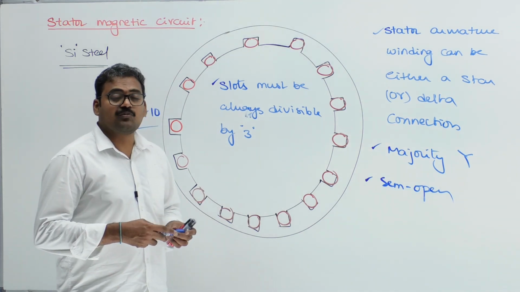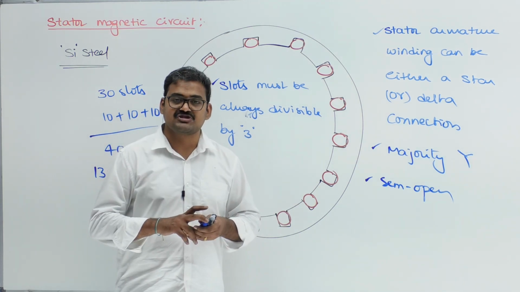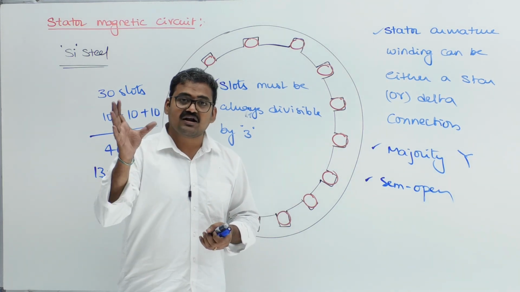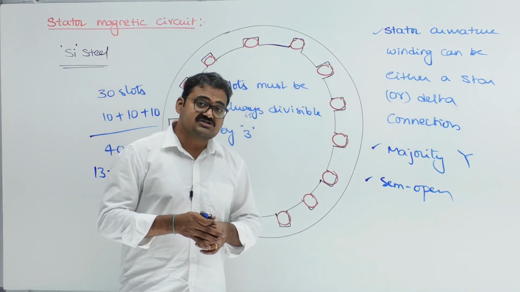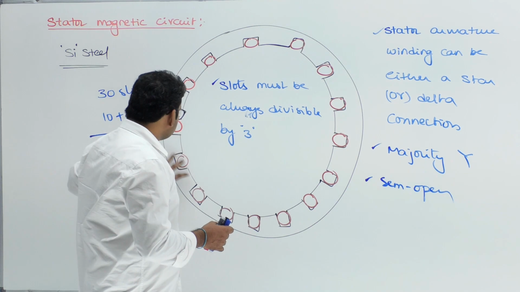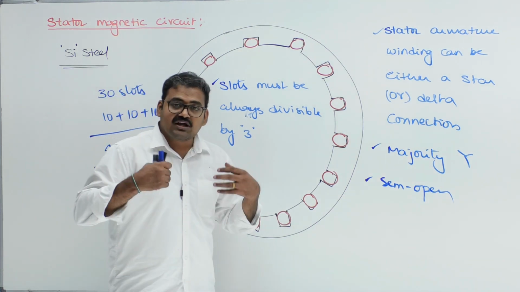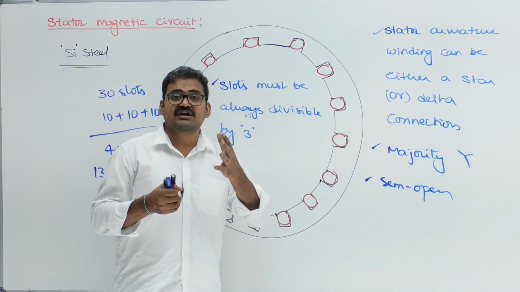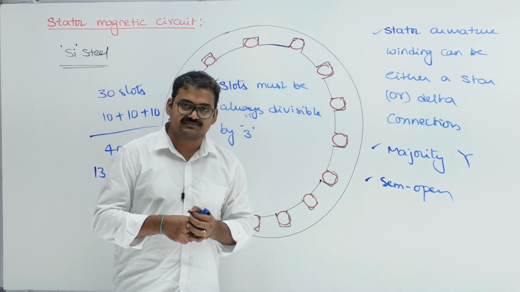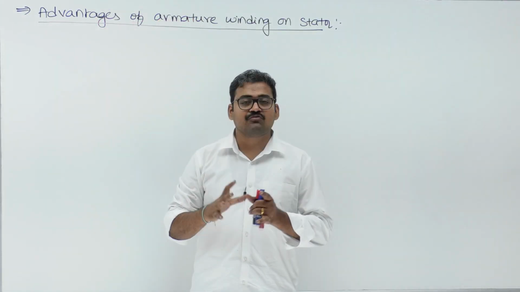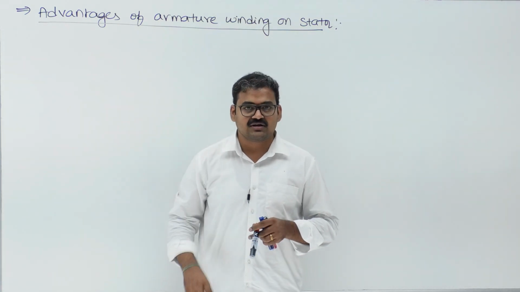Now, the next major point is that I told you the difference between synchronous machine and DC machine. In DC machine, armature is on the rotor part, field is on the stator part. Whereas in synchronous machine, armature is on the stator part, field is on the rotor part. So, what are the advantages if armature winding is on the stator part of the machine is our discussion here.